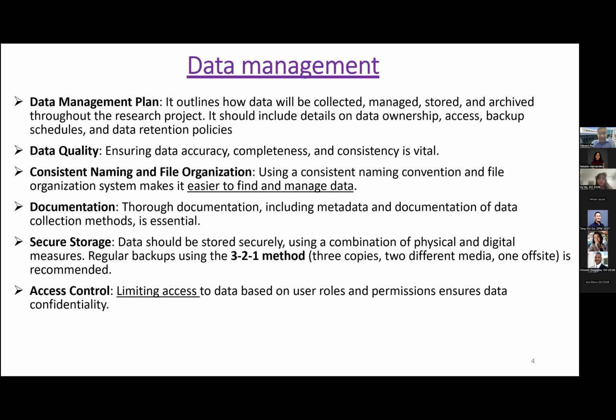Secure storage. That is another important thing. Whatever the data we are collecting, whether in a clinical research or basic research, we should secure the data and store the data in a place where no one else can have the access. The access should be only to those persons who are involved in that research.